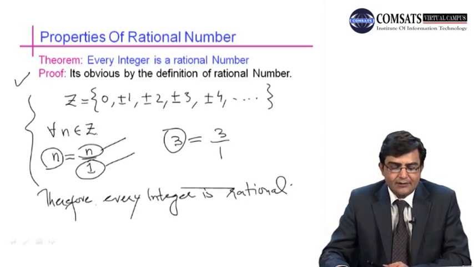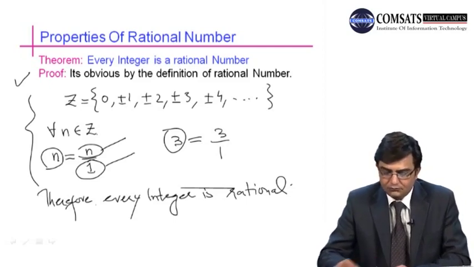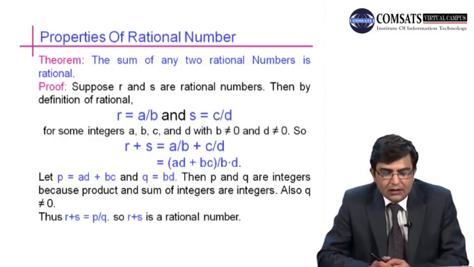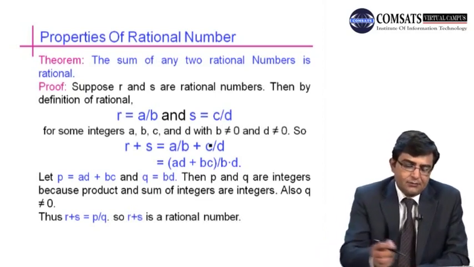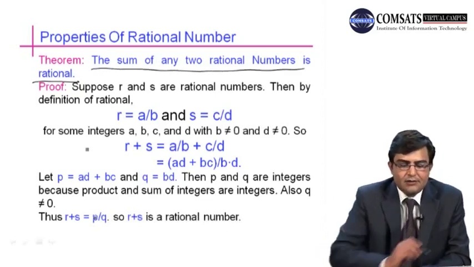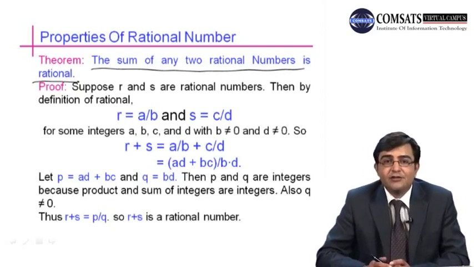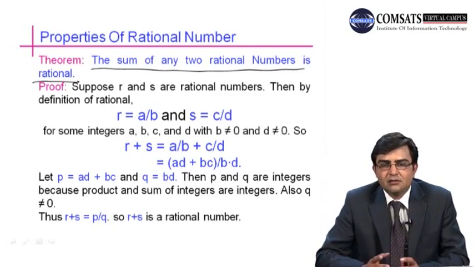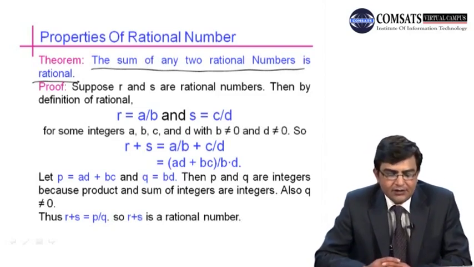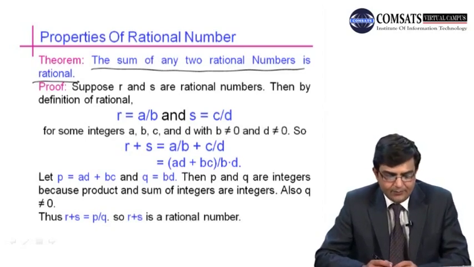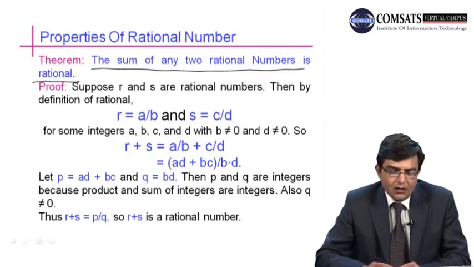We consider another example of this. We want to prove now in this theorem that the sum of any two rational numbers is a rational number. Now this we have to prove: if we sum up two rational numbers, which are any rational numbers, then the resulting number must also be a rational number. So how do we prove it?